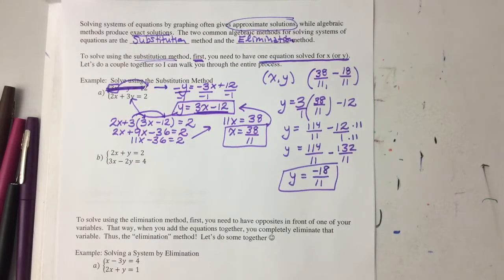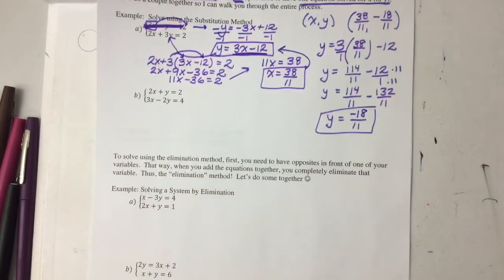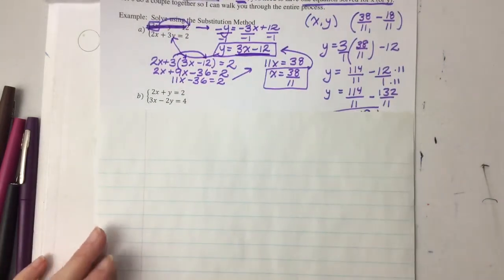Okay, let's do another one. And they are going to give you crazy fractions, guys, because this is an upper level math class. You're not going to have nice solutions like 2, 1. You're going to get the crazy fractions, okay? Let's do another one.